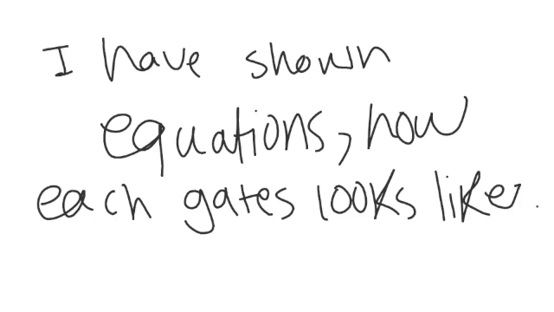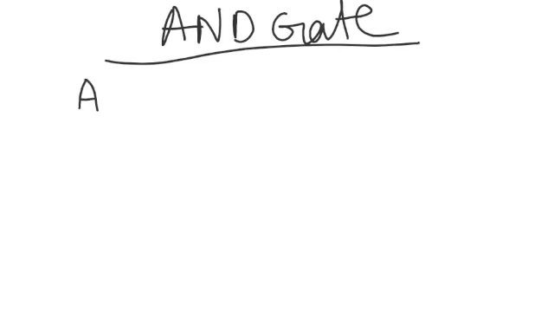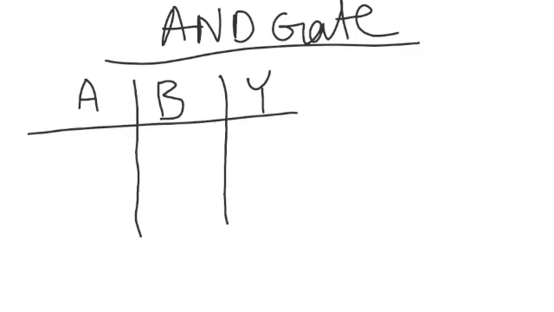Right now I'm gonna show you a truth table, which is the most important part of these gates. So the truth table for the AND gate. First of all, you have to know how to make a table. First, you write A and B, which are the inputs, and the output, which is Y. Let me write the AND gate equation, which is A times B equals Y.